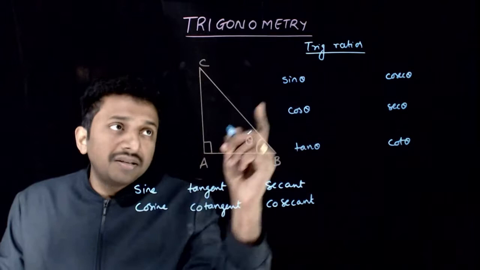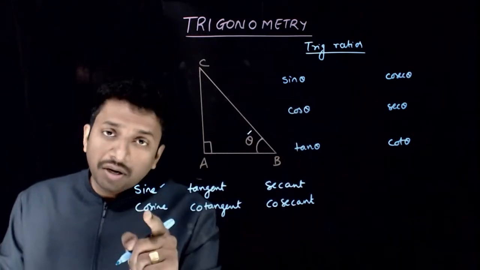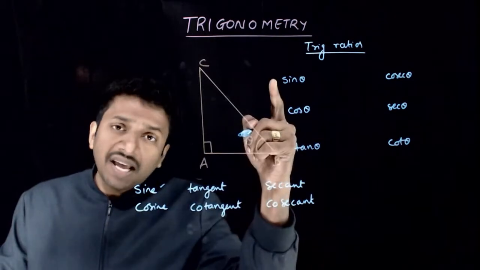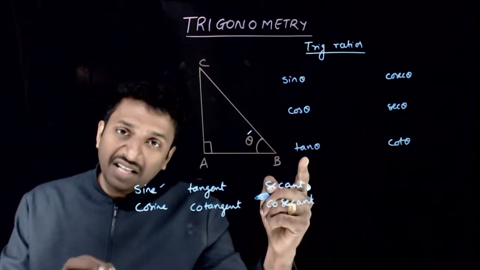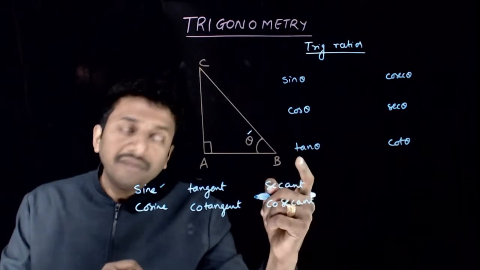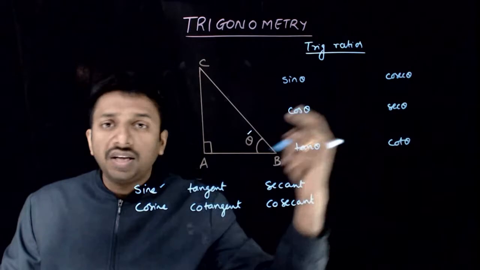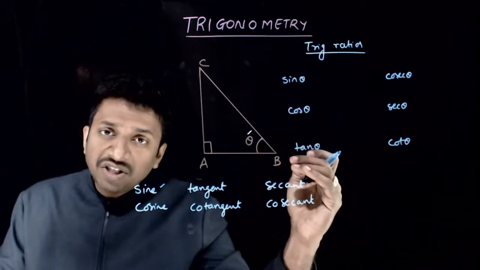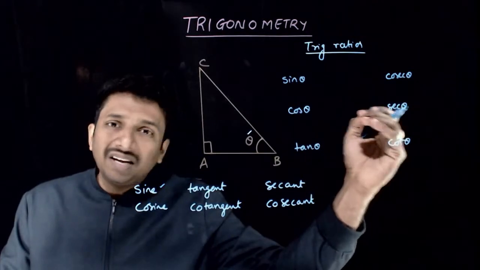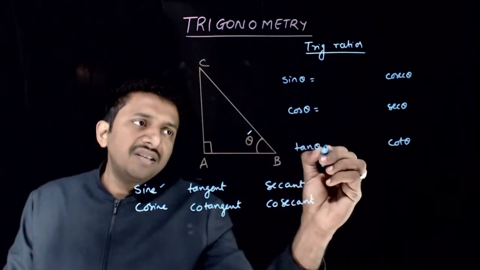And these are shortcuts. Sine is a shortcut for SINE, and cos is a shortcut for cosine. We have sine, cosine. Tan is the short form for tangent. So tangent of theta, cotangent of theta, secant of theta, cosecant of theta. Sine, cosine, tangent, cotangent, secant, cosecant. So let us see what each of these ratios are.